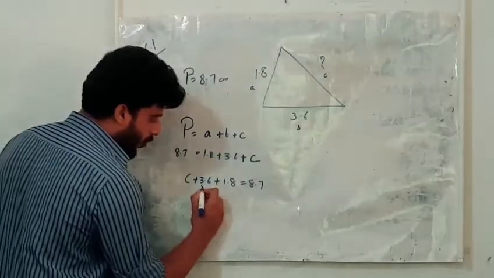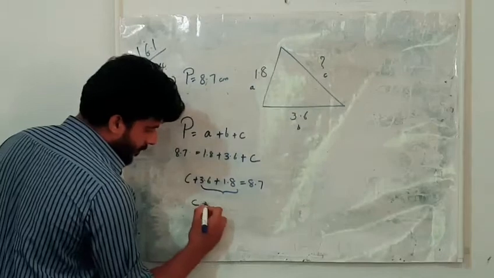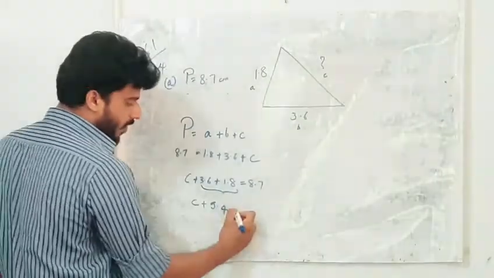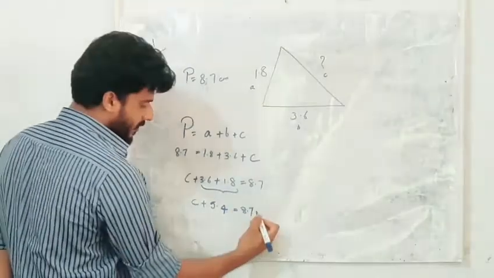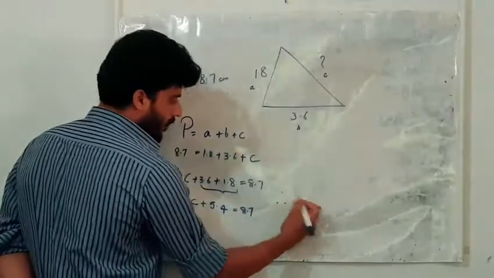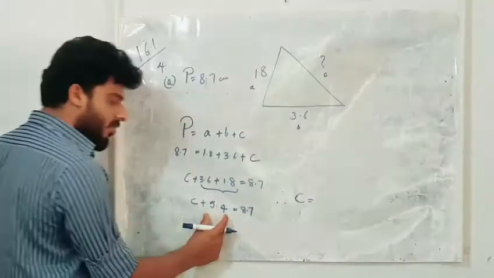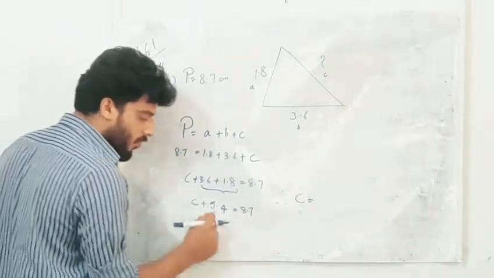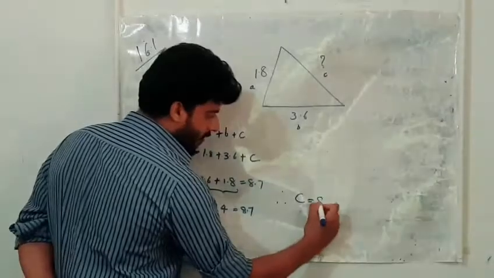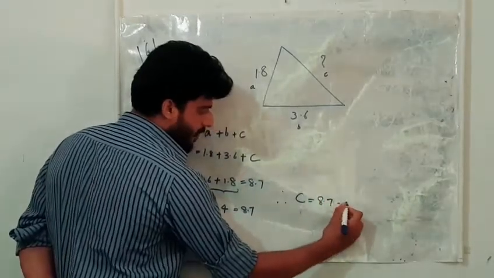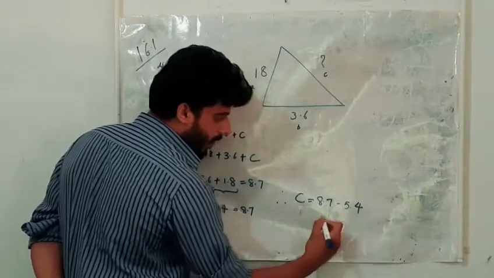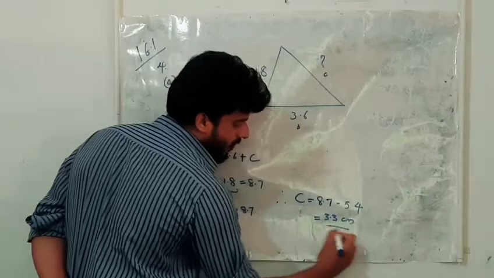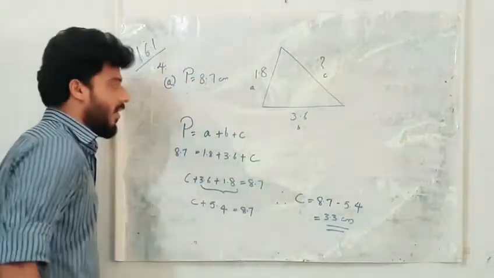Now I am going to sum up these two parts. 3.6 plus 1.8 will be 5.4, so C plus 5.4 is equal to 8.7. Therefore C is equal to 8.7 minus 5.4, because moving the positive 5.4 to the other side of the equal sign, the plus becomes minus. Our answer will be 3.3 centimeter, which is the value of the third side of the triangle.